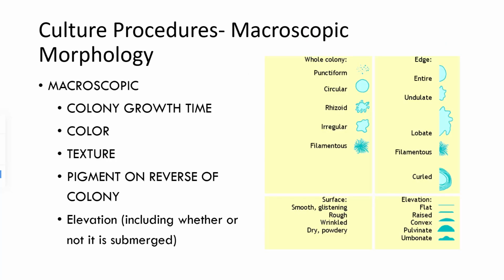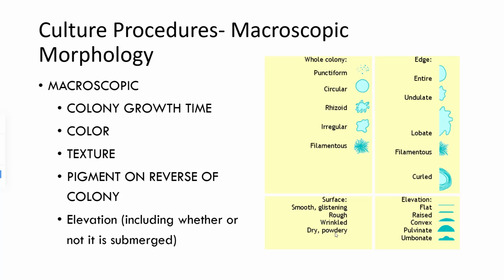So, macroscopic morphology. When we look at the colony, we have to report several different pieces of information. First, the colony growth time. We definitely want to report when this thing actually started producing a visible colony. Then the color and the pigment on the reverse side of the colony. So we look at the top color of it and the color that it looks like from the bottom of the plate.